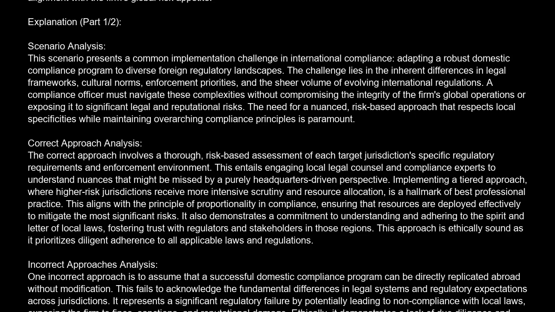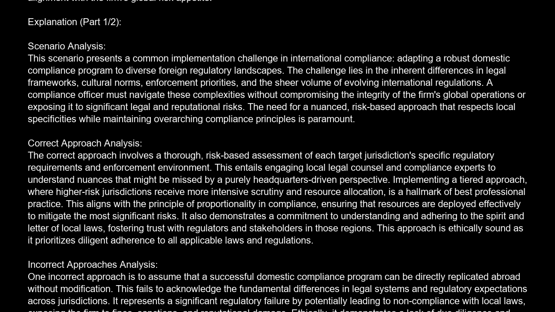Correct answer is D. Conduct a detailed, jurisdiction-specific risk assessment for each new subsidiary, engaging local legal and compliance experts to tailor the AML program to meet local regulatory requirements and enforcement priorities, while ensuring alignment with the firm's global risk appetite. Explanation. Scenario analysis.